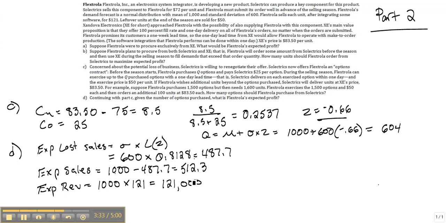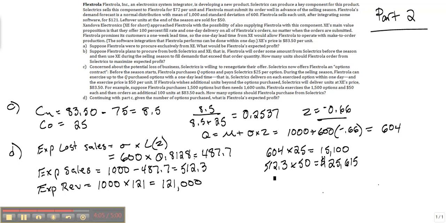So let's take each of the costs individually. First, the cost of purchasing options. We know that we are going to purchase 604 at a cost of $25 each, for a cost of purchasing options of $15,100. Then the cost of exercising options, we're going to exercise 512.3, our expected sales, times $50 per exercise, and that's equal to $25,615.